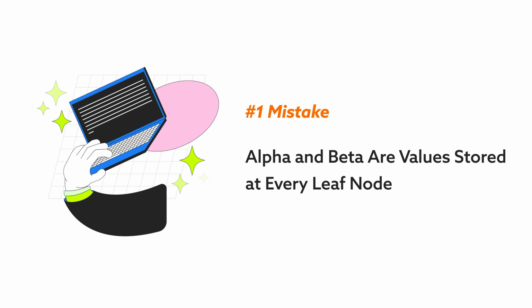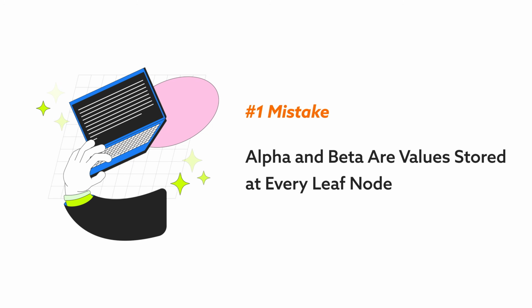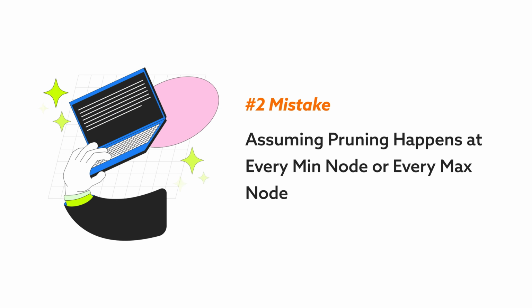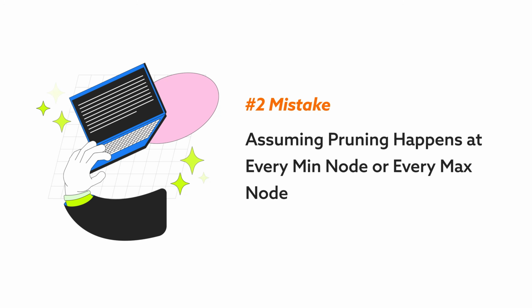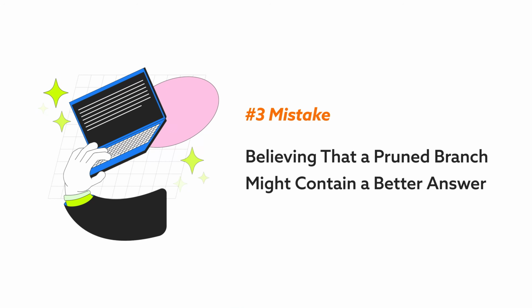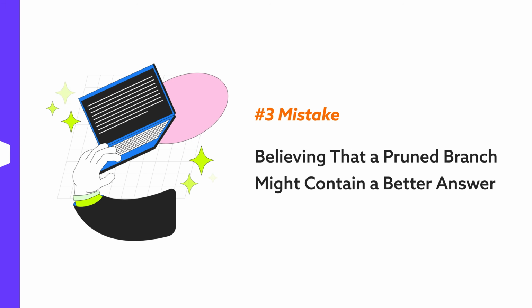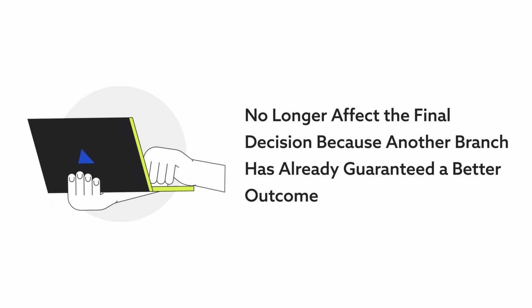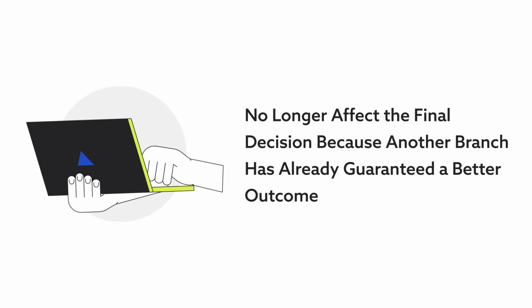One mistake is thinking that alpha and beta are values stored at every leaf node. They are not. They are the bounds that get updated while moving through the tree. Another mistake is assuming pruning happens at every minimum node and every maximum node. It doesn't. Pruning only happens when the condition that alpha is greater than or equal to beta becomes true. A third mistake is believing that a pruned branch might contain a better answer. It might contain a larger or smaller value, but mathematically, that value can no longer affect the final decision because another branch has already guaranteed a better outcome.